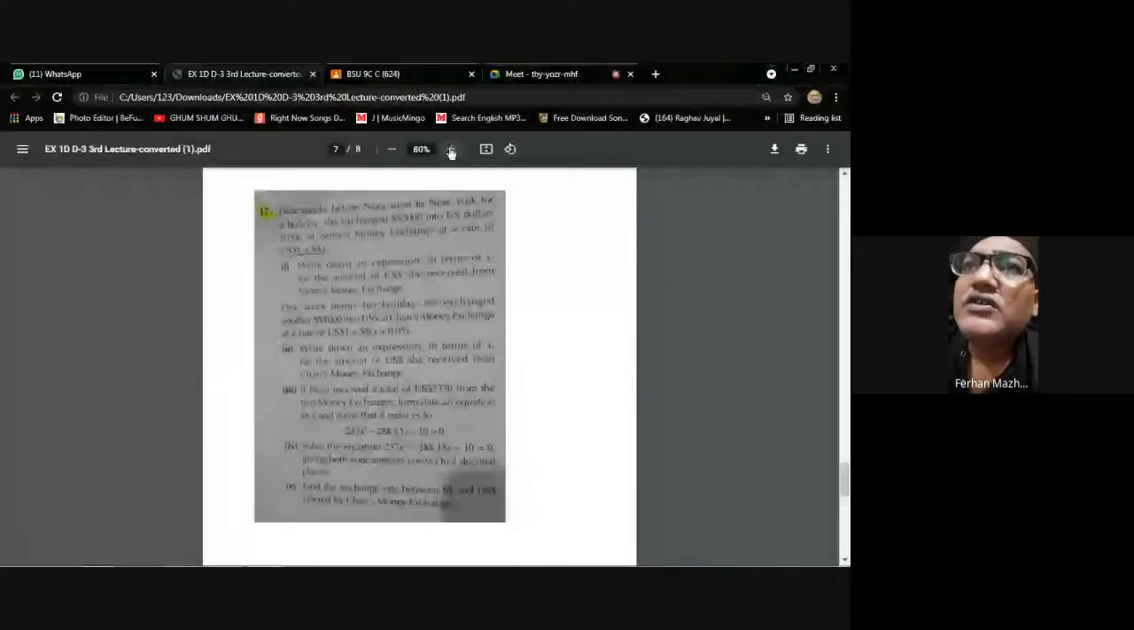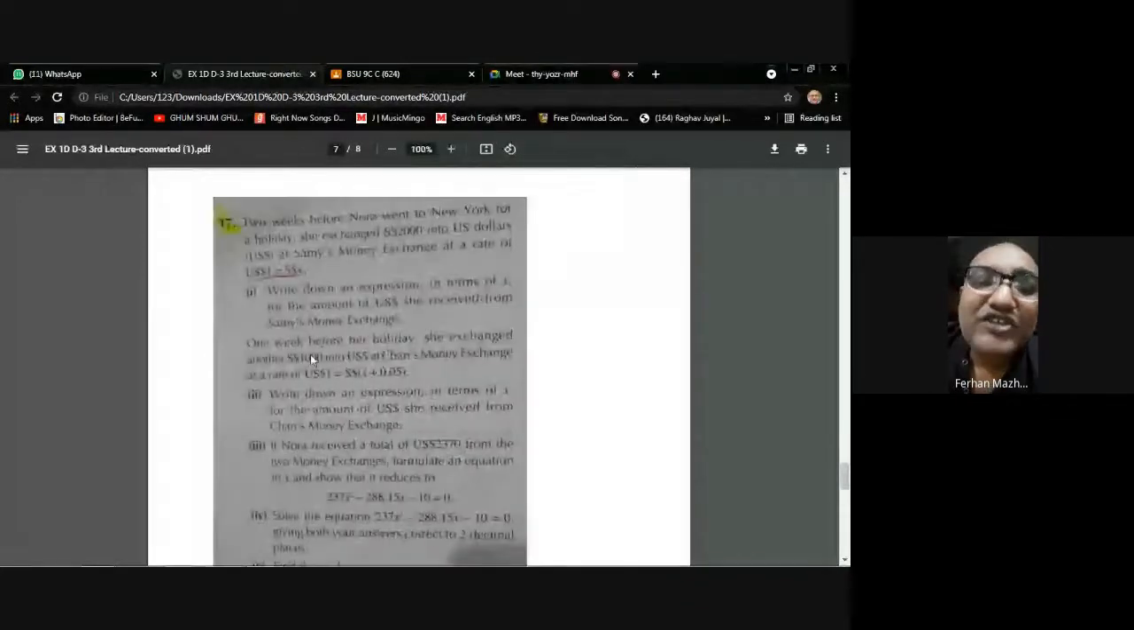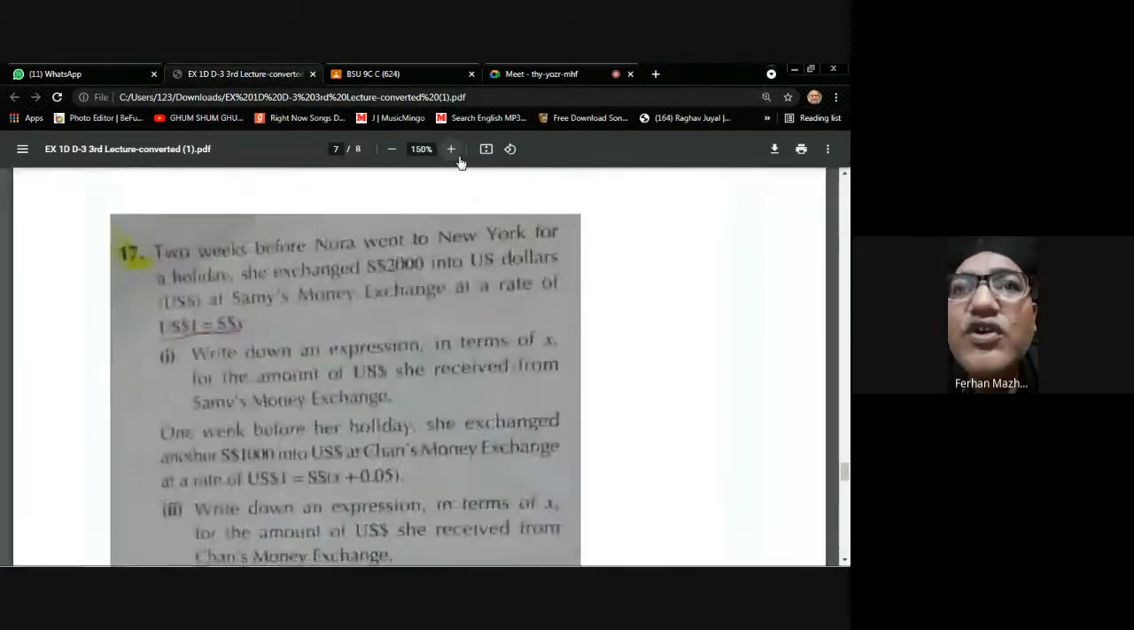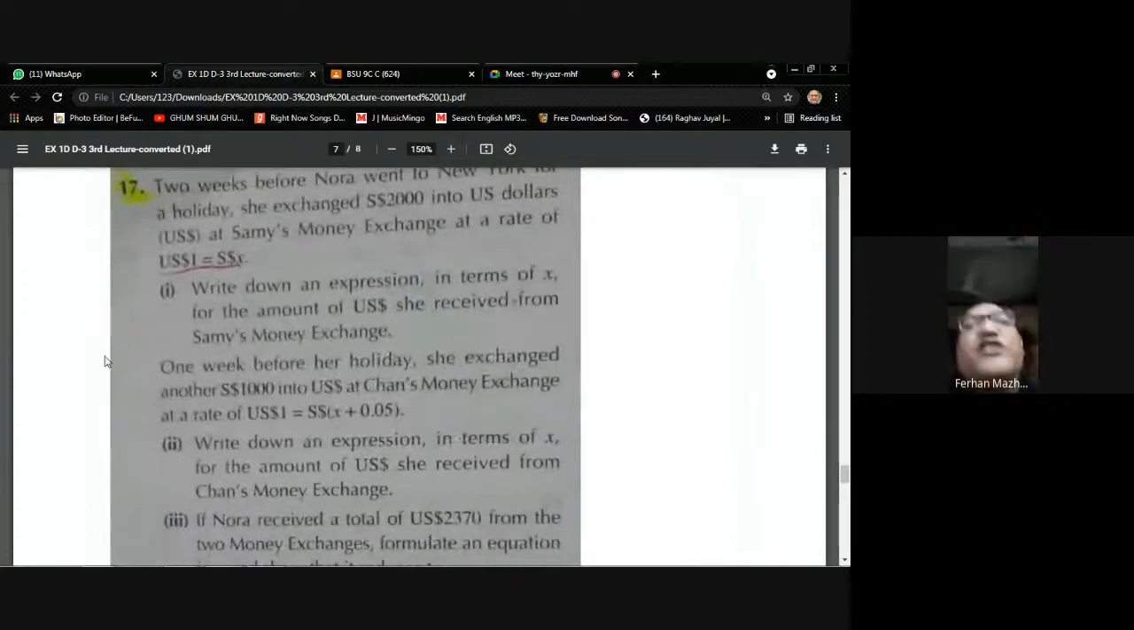Okay. Very quickly we are moving to the last question of today's lesson, and here we have a question about money exchange. It says that 2 weeks before Nora went to New York for a holiday, she exchanged 2,000 Singapore dollars into US dollars at Sammy's money exchange at a rate of 1 US dollar equals X Singapore dollars. Write down an expression in terms of X for the amount of US dollars she received from Sammy's money exchange.